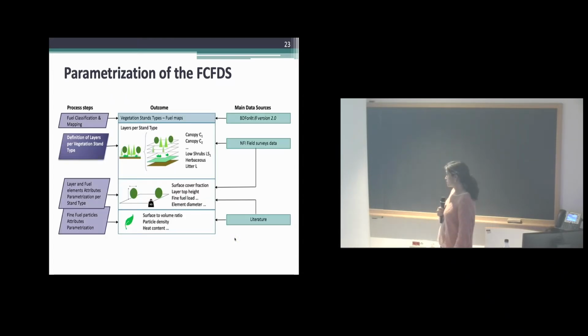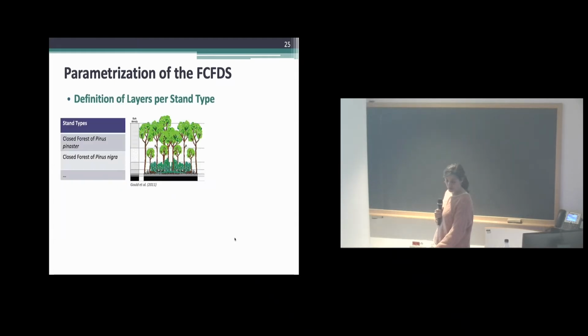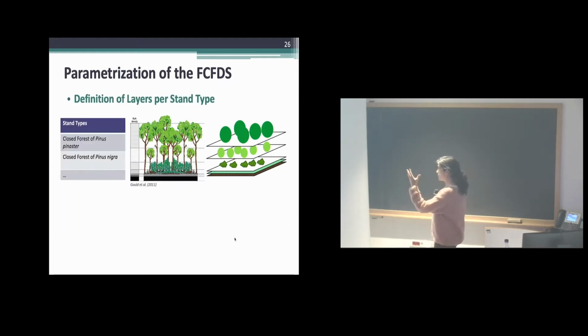So the next step was going through the definition of layers per stand type. We have a general description as a closed forest of Pinus species. So we have to figure out what this type of forest looks like, to model it, to split this forest in layers. So we need quite detailed data to do this process.